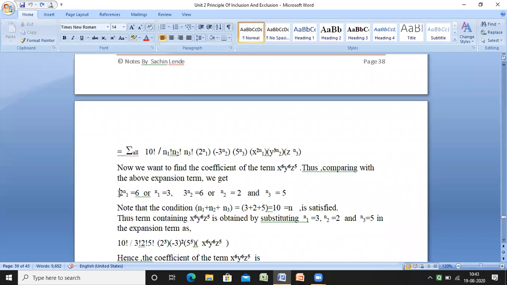That's why I mentioned 2n1 equal to 6. We just compare this x in a proper way. Here I get 2n1 equal to 6. Since n1 is multiplied with 2, on the right hand side the multiplication converts to division. So we get n1 equal to 6 by 2, and this equals 3.